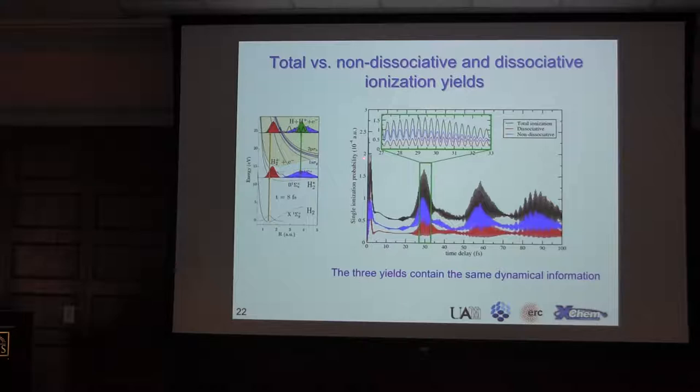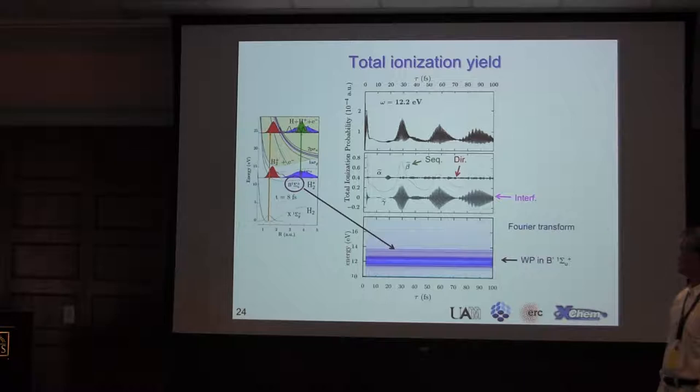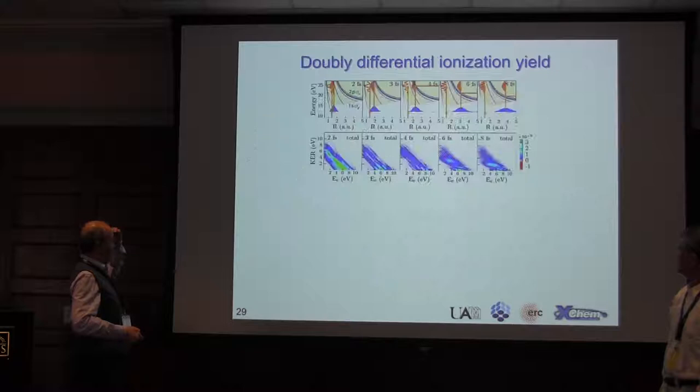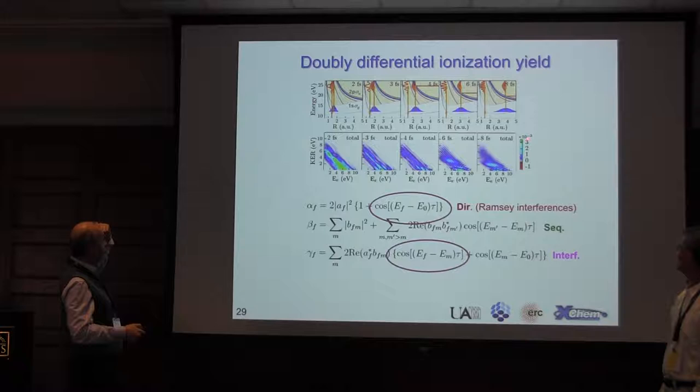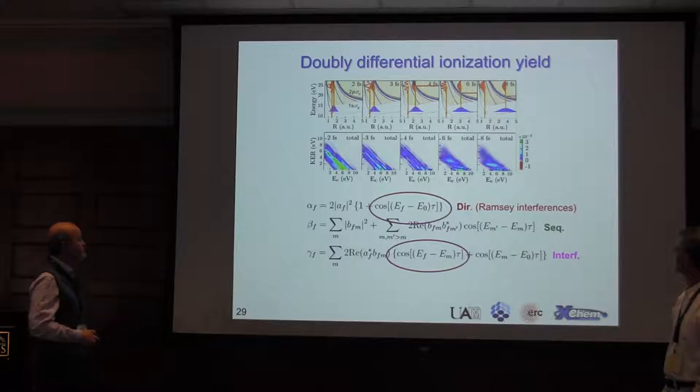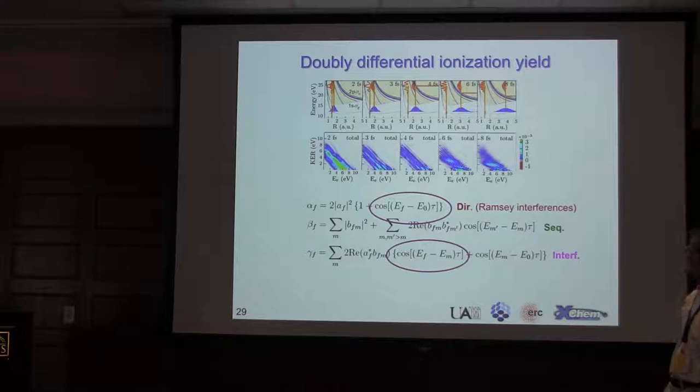Now, in the case of the double differential yields, things are not so obvious because the probability is much smaller, of course, because it's double differential. So here you have the numbers. But still, this is 10 to the minus 3 in this region. It's not so bad. But this is differential. This would be much harder.